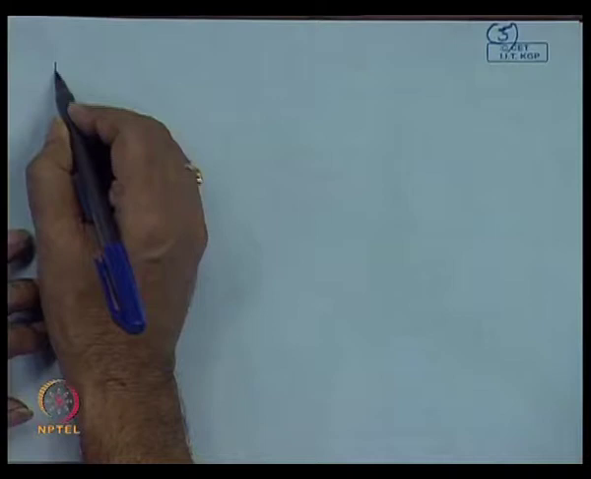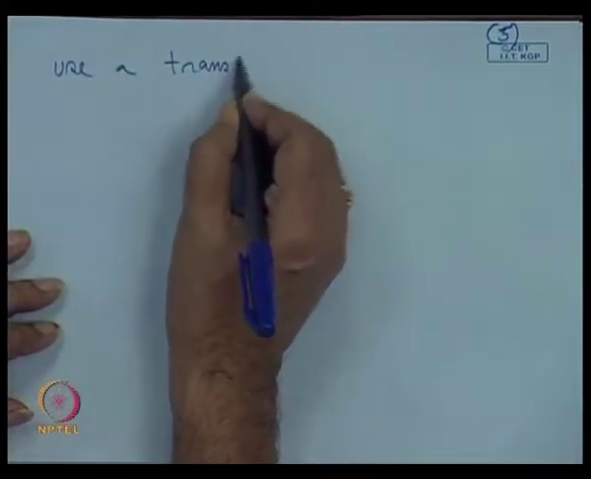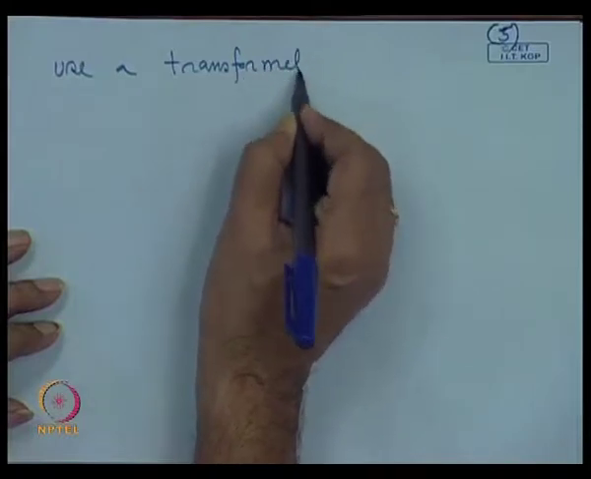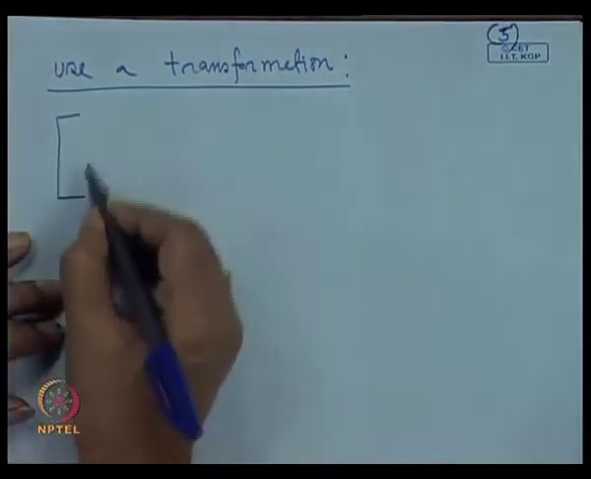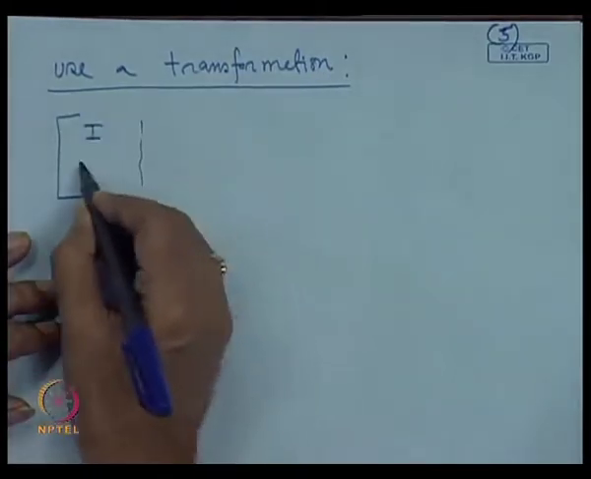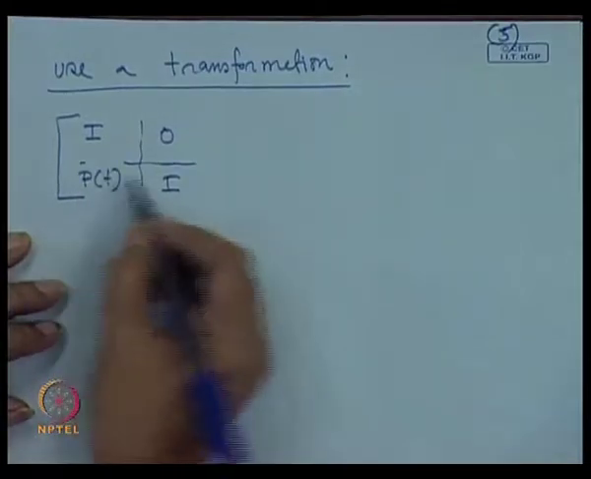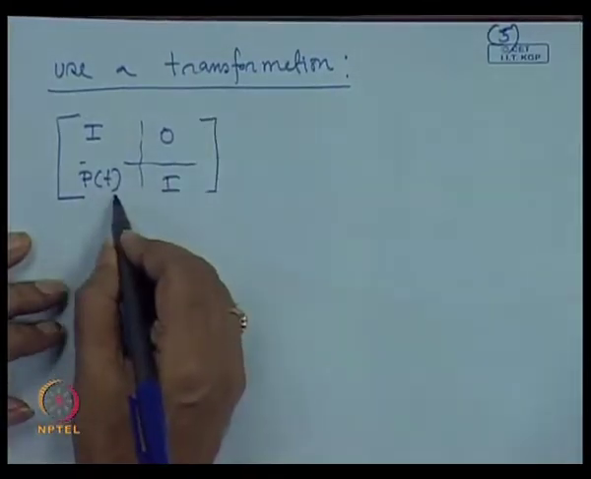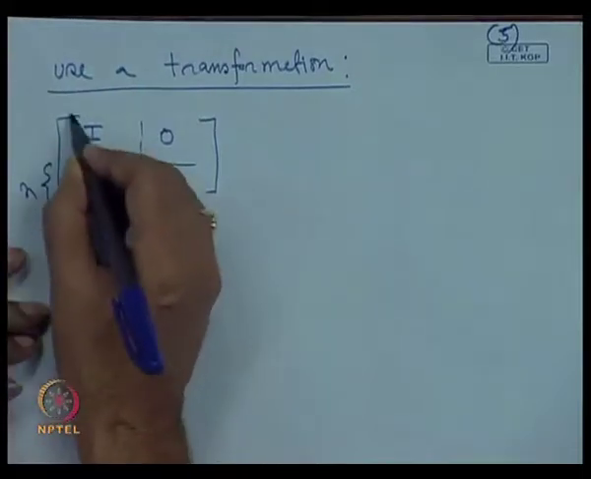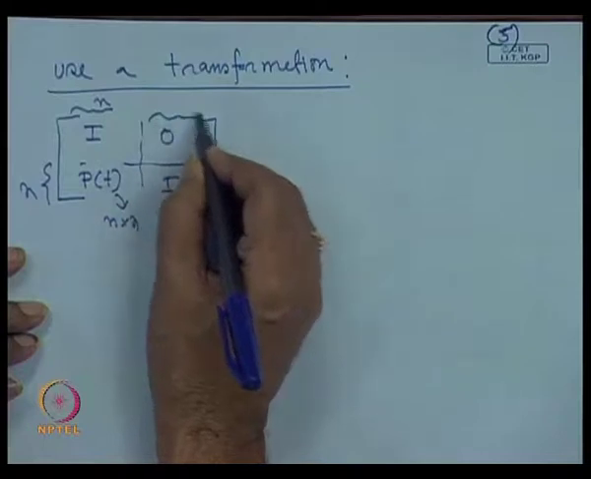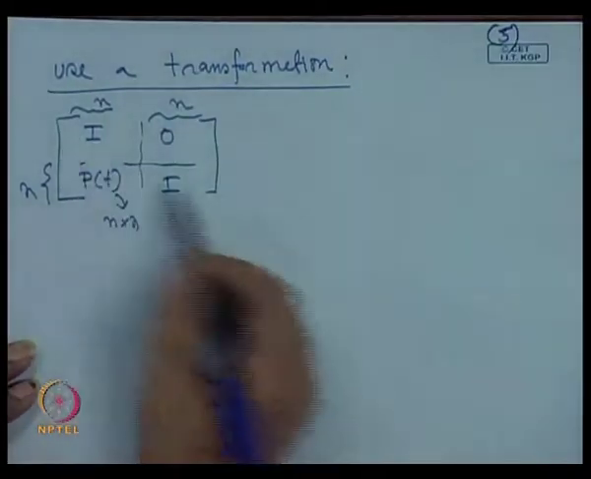So use a transformation, and this transformation I have used is I 0 I P of t, and P of t is a matrix whose dimension is n cross n. That means this dimension is n, this dimension is n, this dimension is n, naturally all the matrix dimensions you know, and this is invertible.